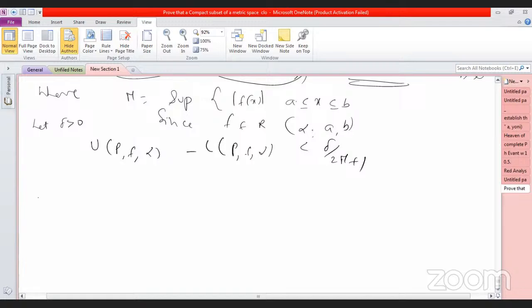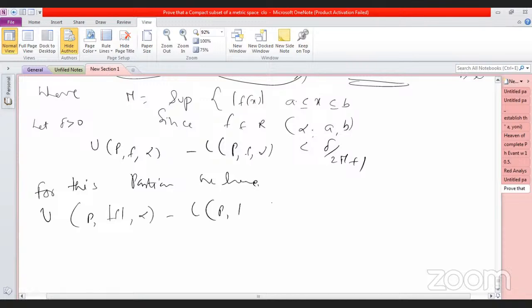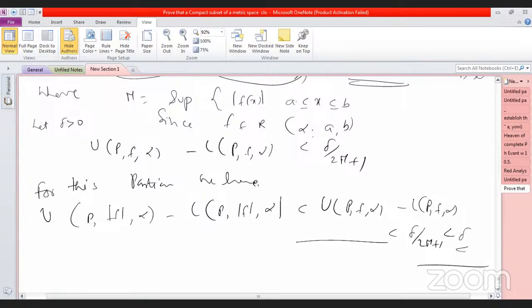Yes sir, as I said earlier, for this partition we have U(P, modulus of f, alpha) minus L(P, modulus of f, alpha) is less than delta by 2M plus 1, which is less than delta. And the condition is less than delta only.